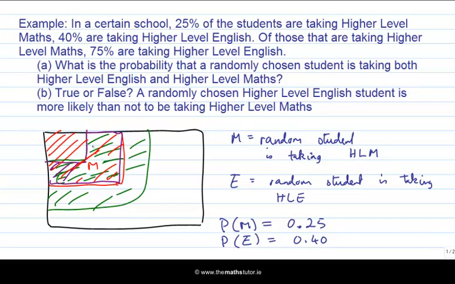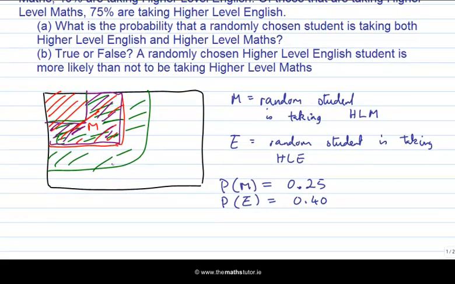which I've outlined in purple, and we want to know what fraction of the total is that L-shaped area. We know that the L-shaped area is 3/4 of the red area, and we know that the red area is 1/4 of the total. So what proportion of the total is the L-shaped area? What we want is the probability of M intersection E, the overlap, or the probability that a randomly chosen student is taking higher level maths and higher level English. Remember, intersection really corresponds to "and" in this context.